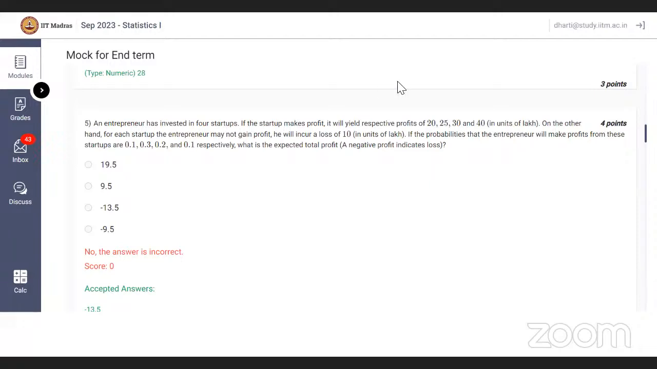The probabilities that the entrepreneur will make a profit from these startups are 0.1, 0.3, 0.2, and 0.1. What is the expected total profit?